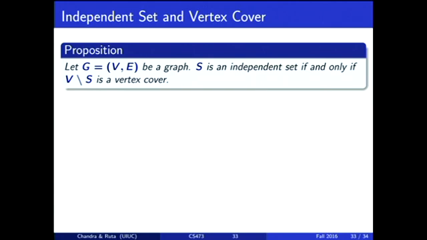Take the independent set problem. What is the independent set problem? I give you a graph and I want to find the largest independent set, right? We saw a reduction from independent set to vertex cover, remember? How did you do the reduction? If G is a graph, S is an independent set if and only if V minus S is a vertex cover.